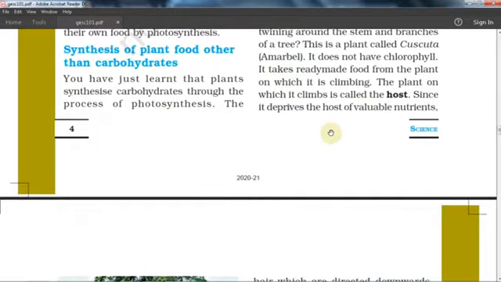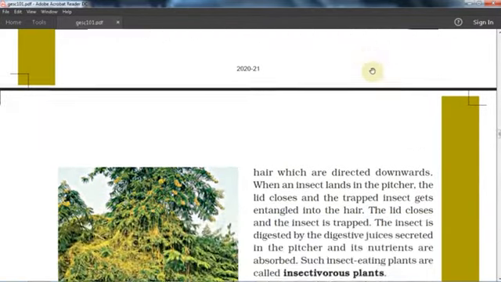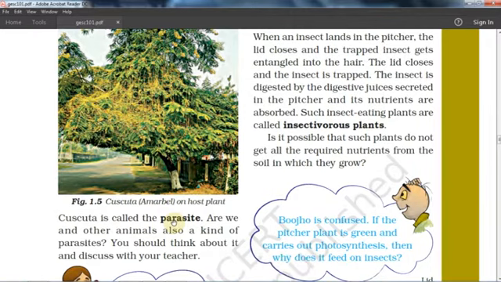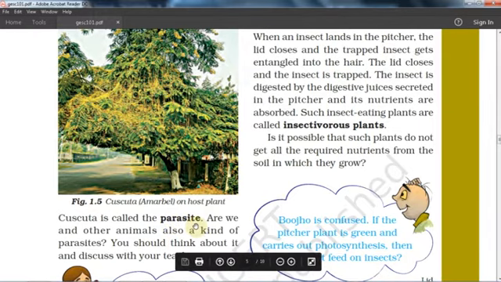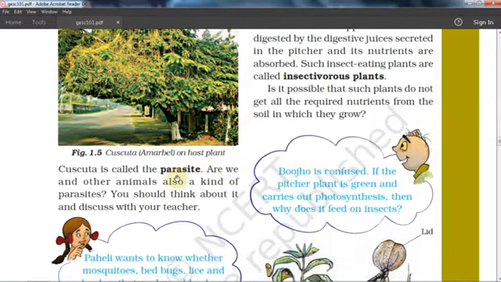Since it deprives the host of valuable nutrients, cuscuta is called a parasite. What is the meaning of parasite? Parasite means the one who lives on another, or the one who gets nutrients from another plant. Such plants are called parasite plants, and their mode of nutrition is called the parasitic mode of nutrition. You can say that the parasitic mode of nutrition is a type of heterotrophic mode of nutrition.